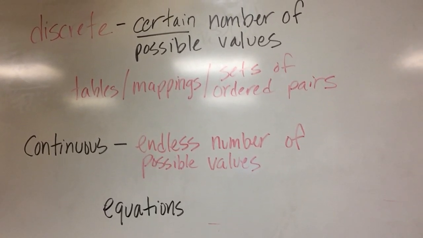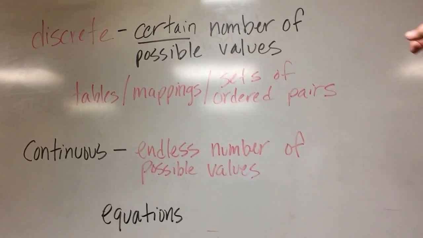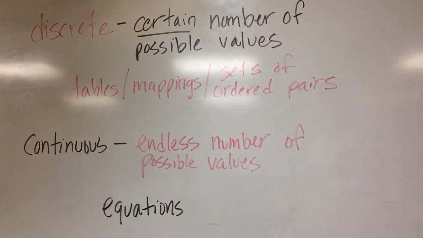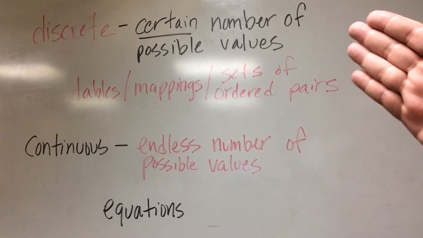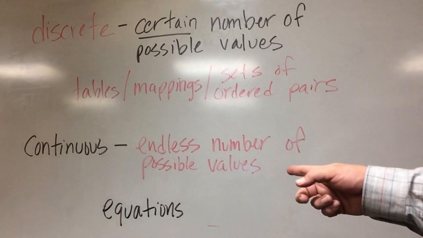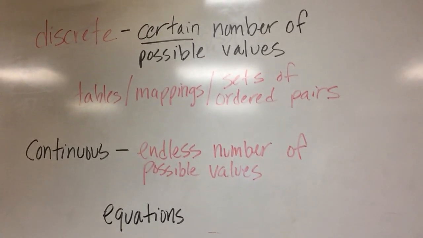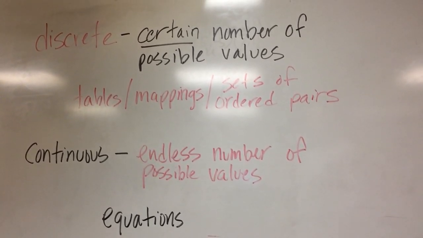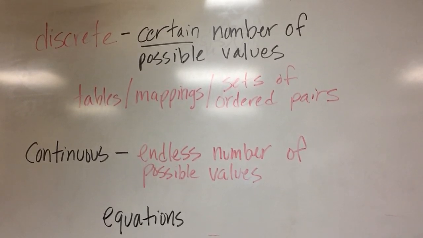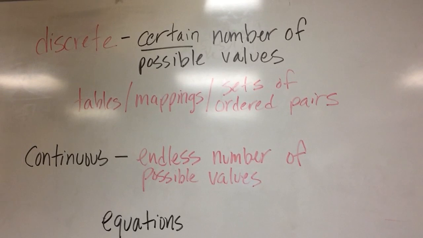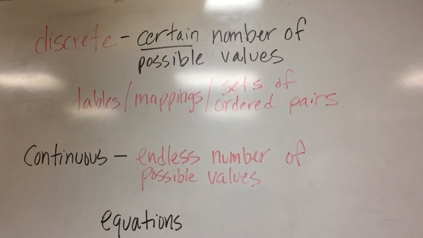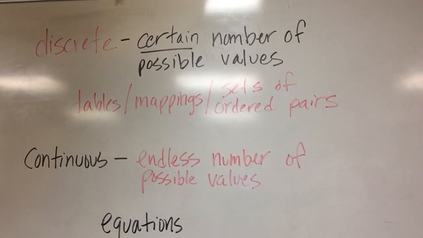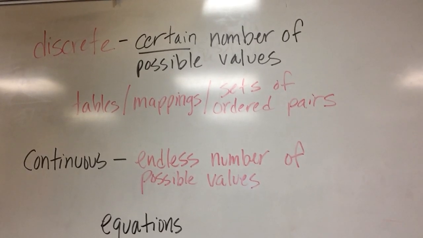Let's take a look at some examples. Well, before we do that, I just want to go over one more time that tables, mappings, and sets of ordered pairs are always going to be discrete situations. Whenever you see that, there's just a certain number of x's and a certain number of y's in those problems. Whenever you have an equation, it's always going to be continuous, because you can plug any number in for x. It doesn't matter how small the decimal or what kind of fraction it is, so there's billions and billions of different answers. Where you might have some trouble is when we get to graphs and word problems, because graphs and word problems can be both discrete or continuous.